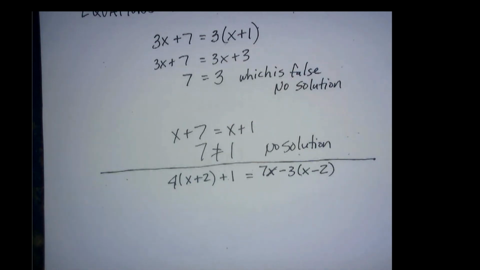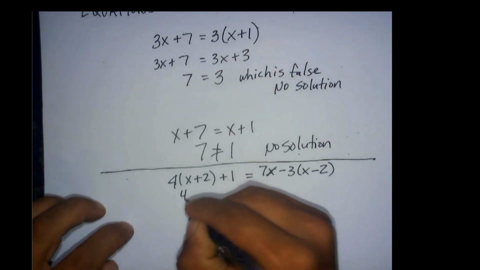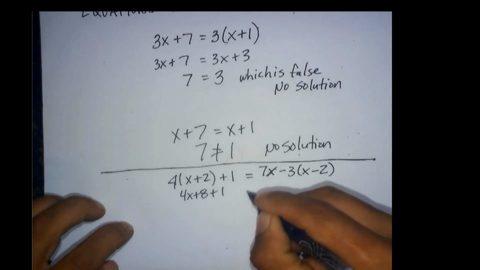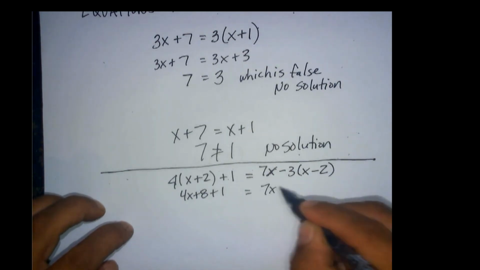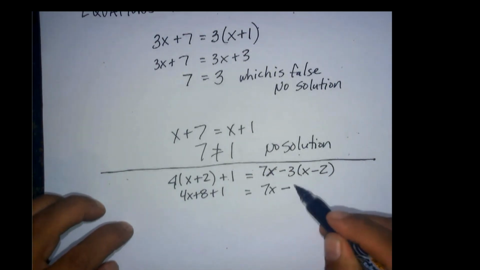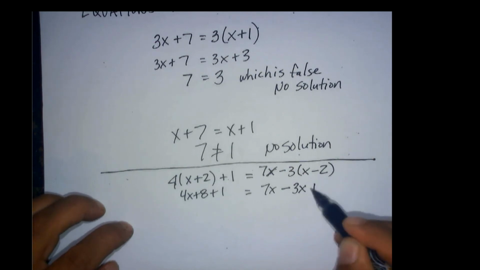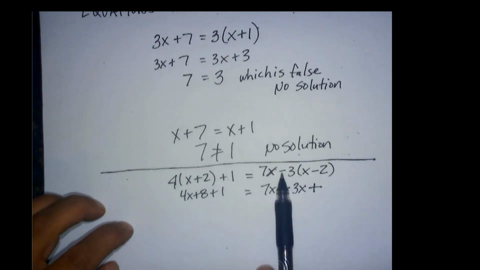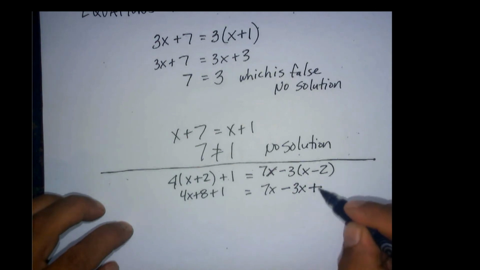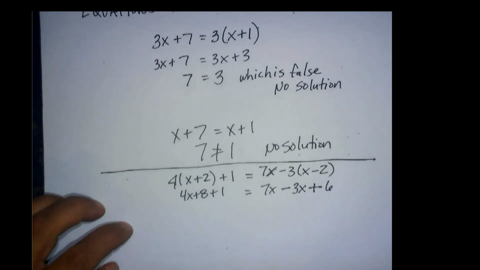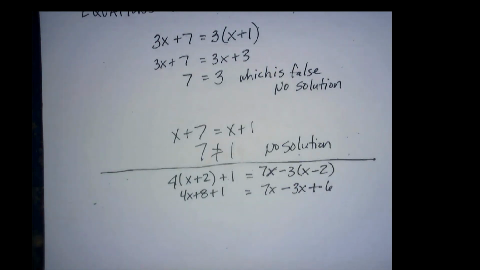Minus 2. Okay, so then we get 4x plus 8 plus 1 equals 7x minus 3x minus 6. Negative times a negative is a positive. Oh, sorry. I erased that, but I couldn't really see that I erased the plus. I accidentally wrote it down as plus. That was a mistake. The answer's still the same, but okay.